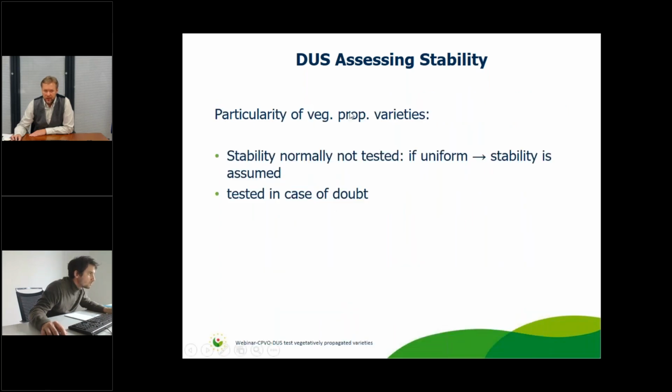For vegetatively propagated varieties, stability is normally not tested. If they are uniform, they are assumed to be stable. Only in case of doubt, we actually do a test.